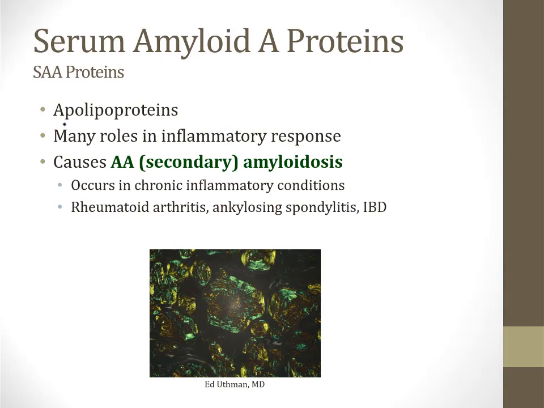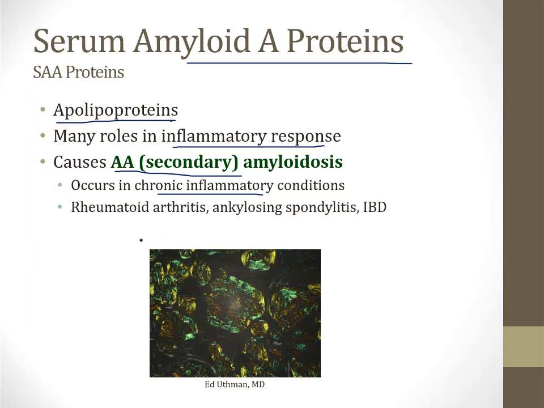Serum amyloid A proteins are apolipoproteins that have many roles in the inflammatory response. They're important clinically because they cause a form of amyloidosis called AA, or secondary amyloidosis. In the hematology section, I have an entire video on amyloidosis, but for our purposes here, just know that serum amyloid A proteins rise in the setting of inflammation, and therefore in chronic inflammatory conditions, these proteins can deposit and form amyloid, and that's why secondary amyloidosis is seen in the setting of chronic inflammation, like in rheumatoid arthritis, ankylosing spondylitis, or inflammatory bowel disease.